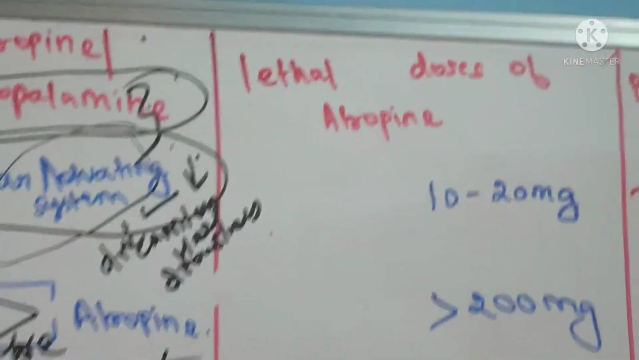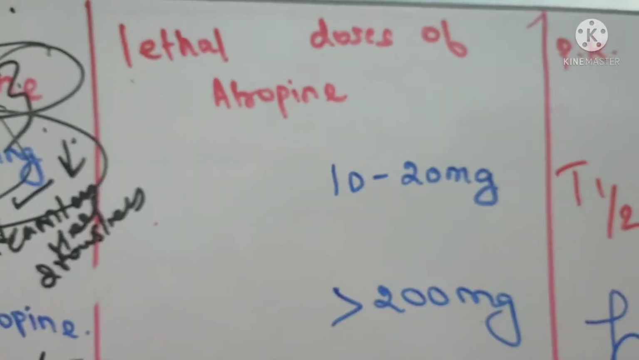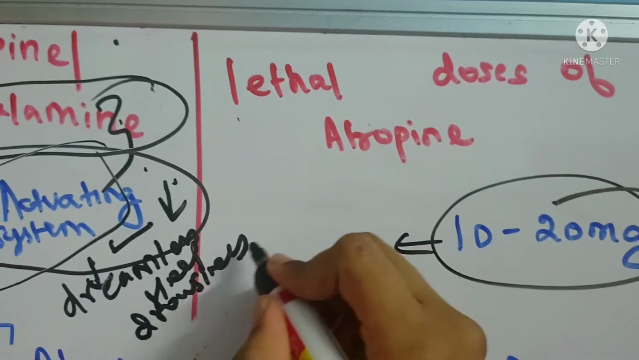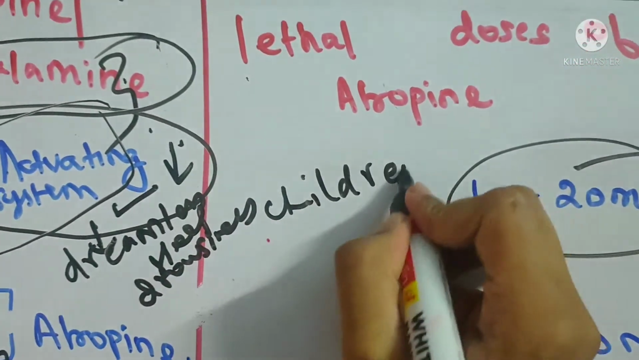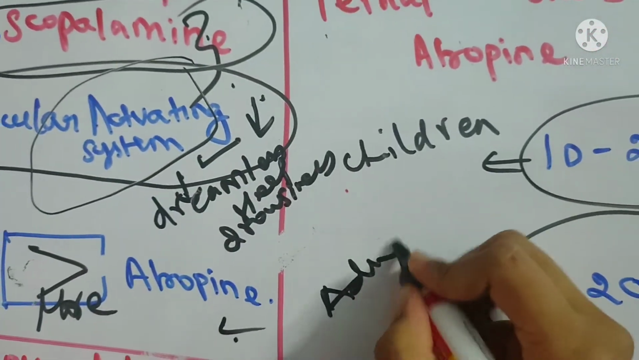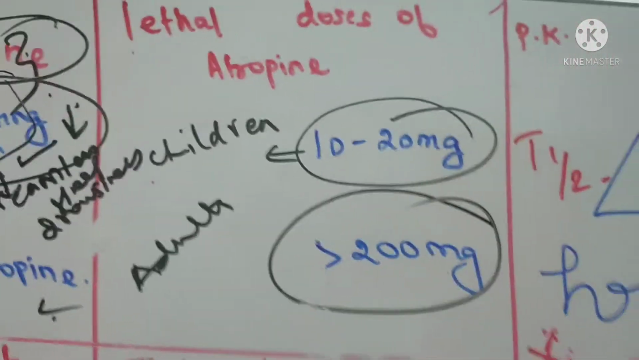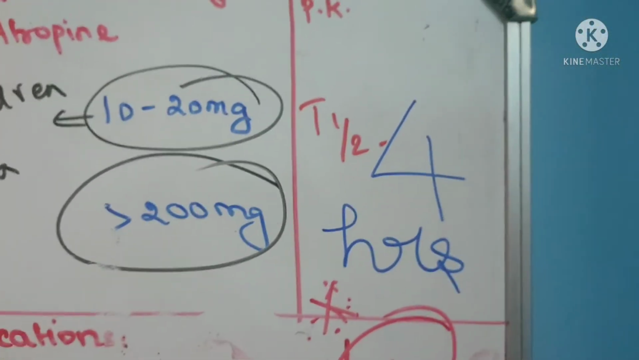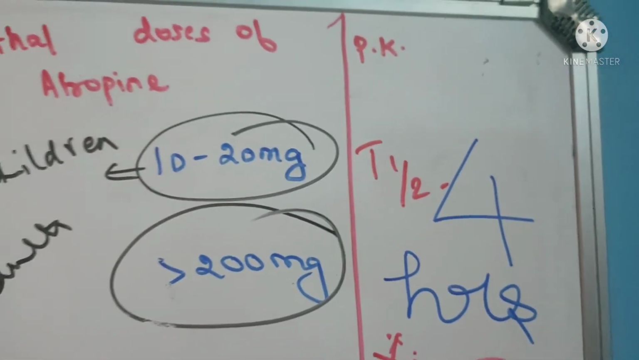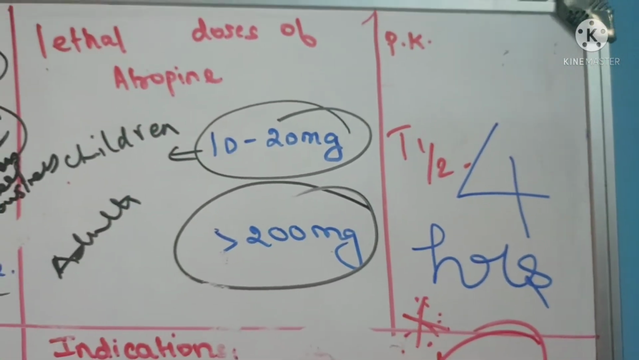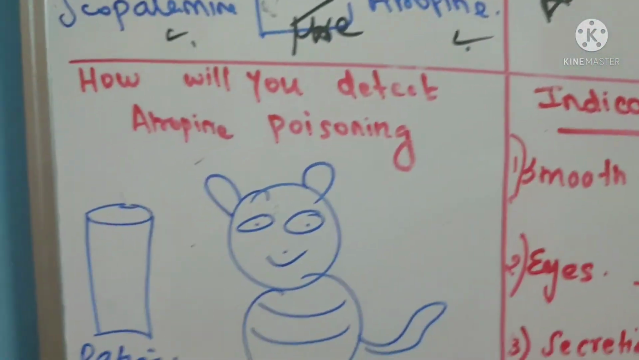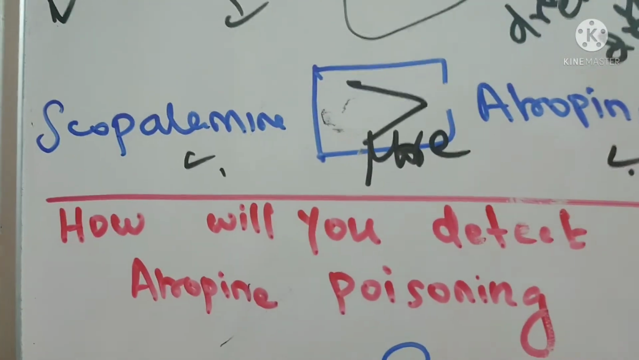Next, moving on to lethal doses of atropine. 10 to 20 mg is the known lethal dose for children, whereas more than 200 mg is found to be the lethal dose in adults. And coming to the pharmacokinetic parameters, the T half of atropine is just 4 hours. So 4 hours is the time for half of the drug to get eliminated.